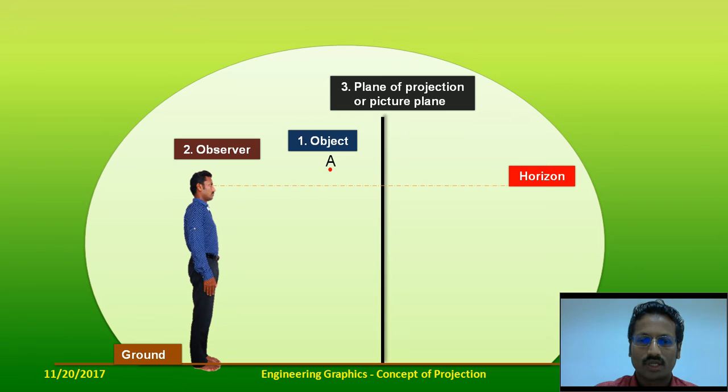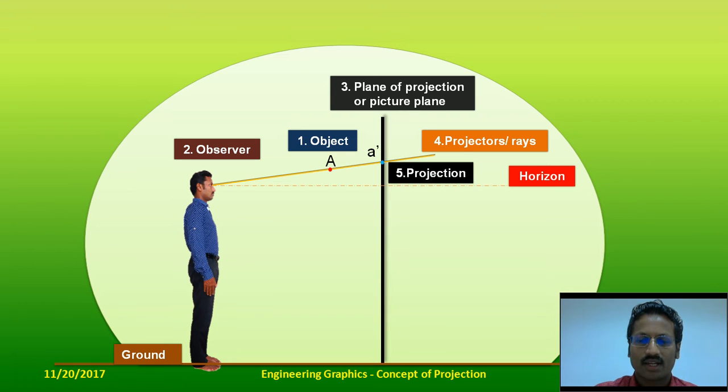You have an object whose image has to be obtained. You have an observer who is looking at an object to obtain the image of an object. The image of an object is obtained on the plane of projection or a picture plane. Now let's see the other things. The observer is standing on the ground and looking at the object. He casts a ray. The ray, which is an imaginary line drawn from the eye of an observer, falls on an object and pierces the plane of projection at some point. That piercing point is called your projection, which is marked as A dash, which is one of the notations.